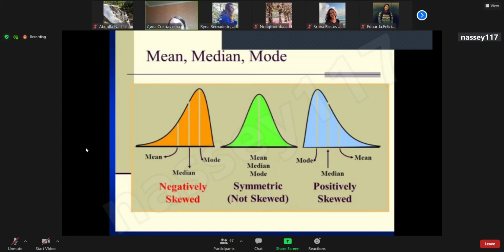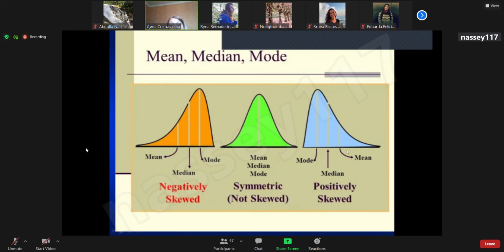If you have a symmetric distribution, we have an absolutely symmetrical curve which looks very smooth, and the mean, median, and mode are equal. If you have a distribution which is skewed to the left, we call it negatively skewed. In this case, the maximum parameter of central tendency is the mode, and the mode will be more than the median, while the median will be more than the mean.